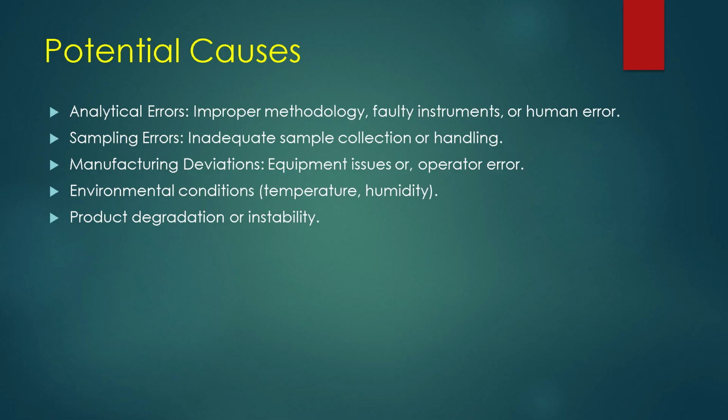Potential causes of out of specification include analytical errors such as improper methodology, faulty instruments, or human mistakes during the testing. Sampling errors like incorrect collection or poor handling can also affect the results. Manufacturing deviations, including equipment malfunctions or operator errors, may lead to out of specification outcomes. Additionally, environmental conditions and product degradation or instability can significantly impact product quality and be responsible for out of specifications.